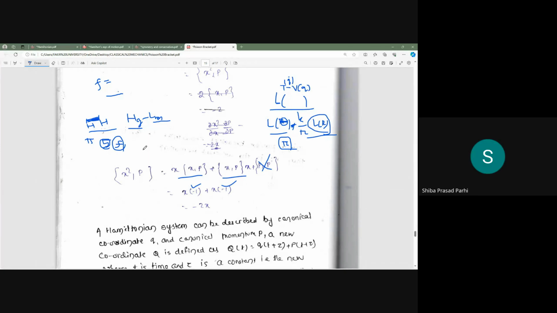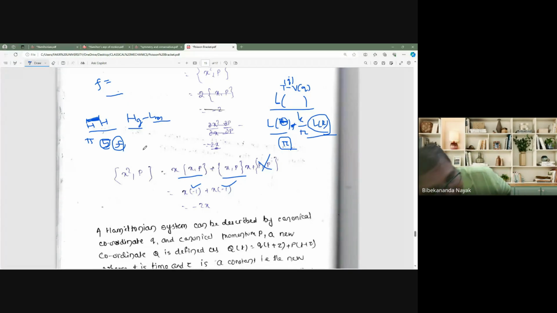Sir, what do you mean by invariant? Invariant means does not vary, remains constant. If a quantity u is invariant, it means u is a constant, it does not vary with any variable or time. Or du by dt is equal to 0, or del u by del t is equal to 0. Okay, invariant means a conserved quantity, it is a constant quantity.